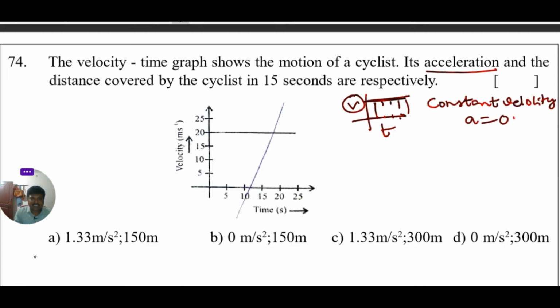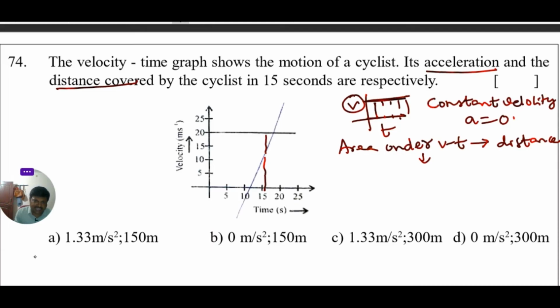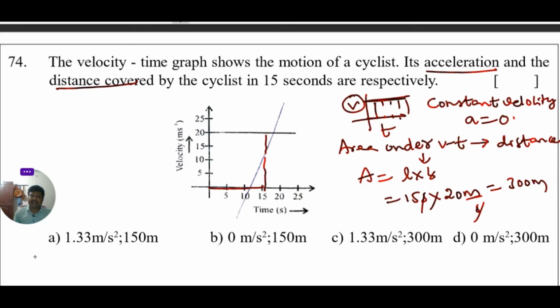Acceleration equal to 0. Next, calculate the distance covered by the cyclist in 15 seconds. In a velocity-time graph, the area under the velocity-time graph gives distance. So find the area up to 15 seconds. It is in the form of a rectangle. We know very well, area of rectangle is equal to length into breadth. In the place of length, here time, that is 15 seconds. In the place of breadth, that is velocity, which is 20 meter per second. Second gets cancelled, 20 into 15, that is 300 meter.